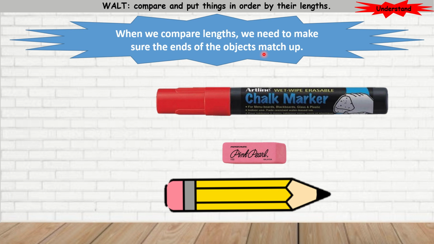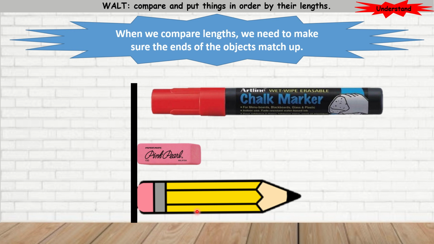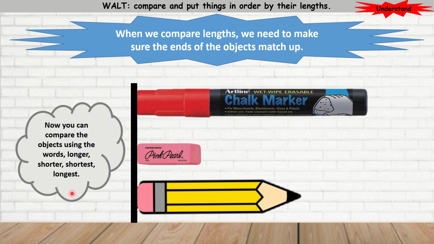When we compare lengths, we need to make sure the ends of the object match up. So you should not compare objects like this. You need to make sure the ends match up. So we need to make sure that they line up like this. Now you can compare the objects using the words longer, shorter, longest, or the shortest.